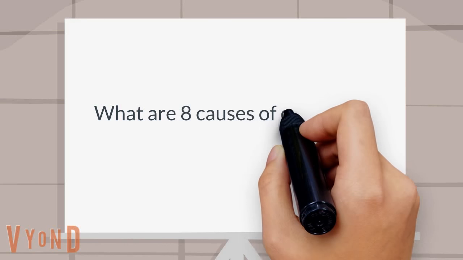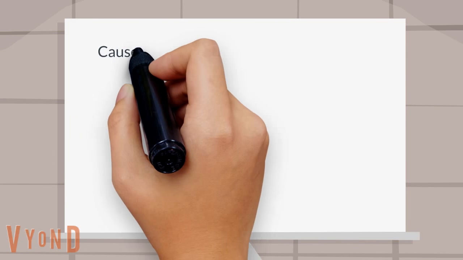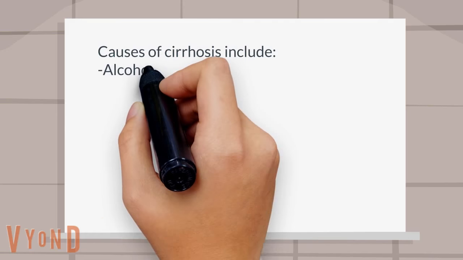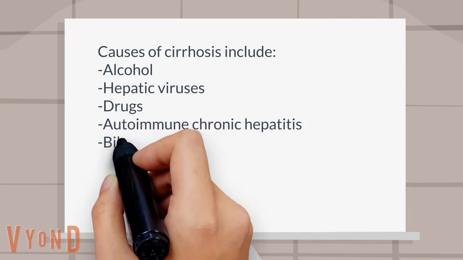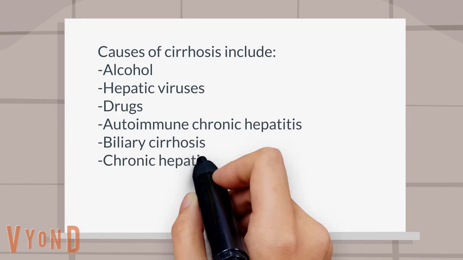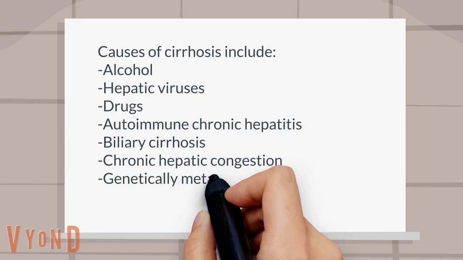Are 8 causes of cirrhosis. Causes of cirrhosis include alcohol, viruses, drugs, autoimmune chronic hepatitis, biliary cirrhosis, chronic hepatic congestion, genetic disease, and cryptogenic.